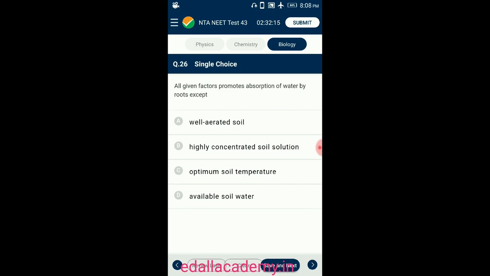Question number 26. All given factors promote absorption of water by roots except. Water is absorbed along with mineral salt solutes by root hairs purely by diffusion. Thus, if soil solution is highly concentrated, the diffusion of water inside the root cells cannot occur. Highly concentrated soil solution inhibits the absorption of water from the soil solution. So the answer for this question is option B, highly concentrated soil solutions.